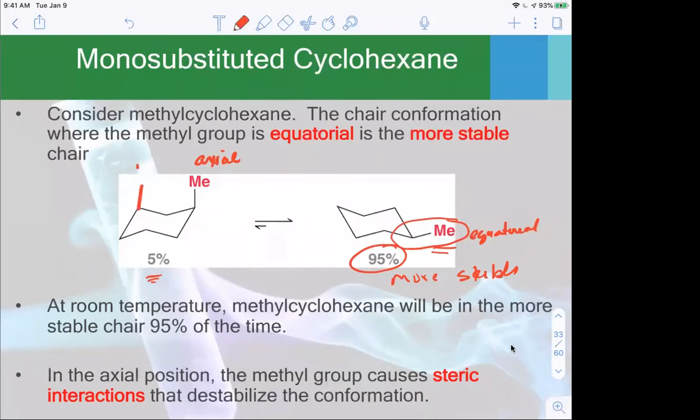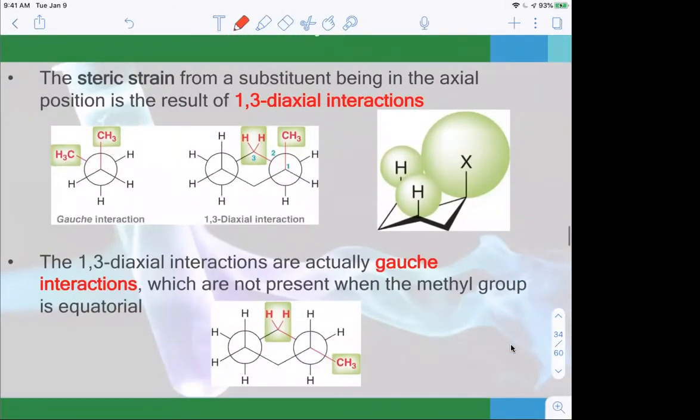This has these hydrogens here, which really crowd that position. So the steric strain that results from a substituent being in the axial position is indicated here. When this is large, I have this strain. If I call this 1, 2, 3, and I call this 1, 2, 3, these are 1,3 because the interaction is between carbon 1 and a third carbon, right? Those interactions are gauche interactions. They're not present if my methyl group is equatorial. So the rule is, if you want to predict the more stable conformation of a cyclohexane that has a substituent, the larger group is going to go in an equatorial position.